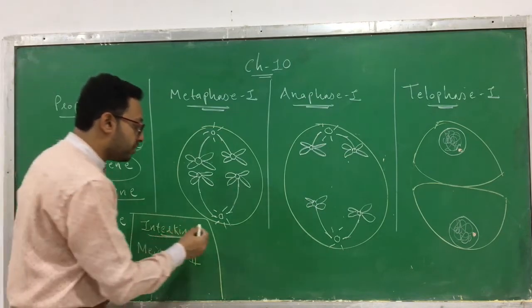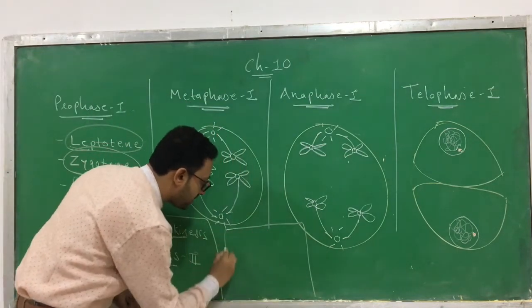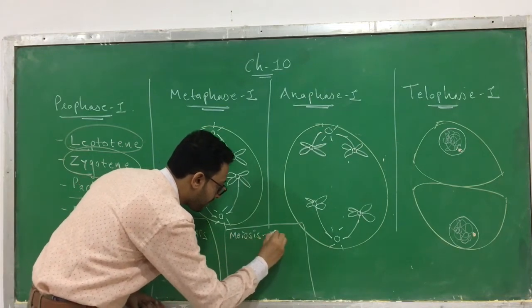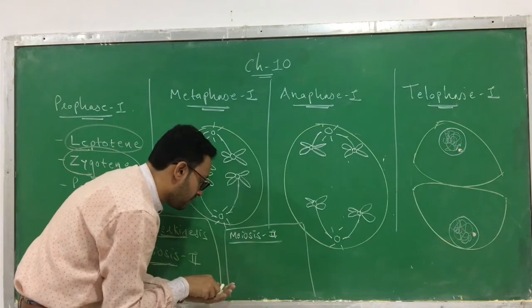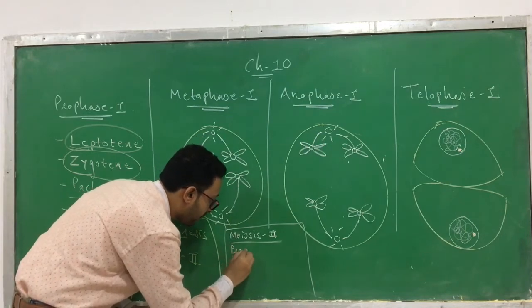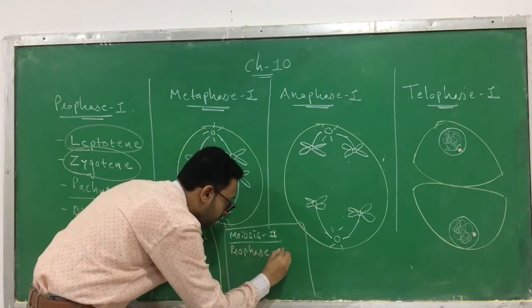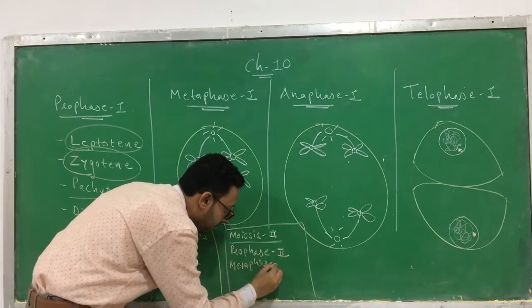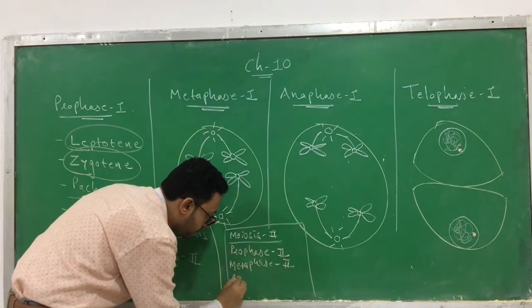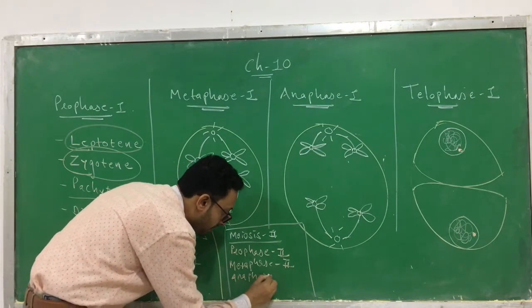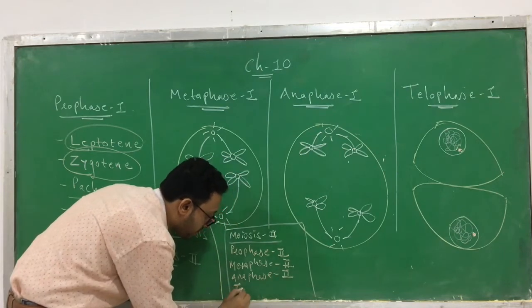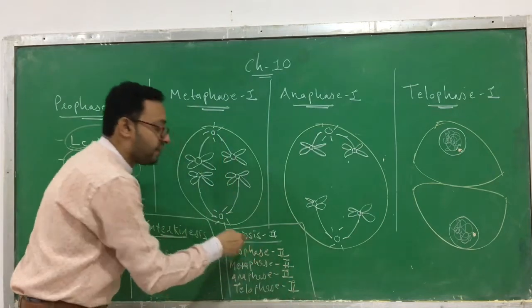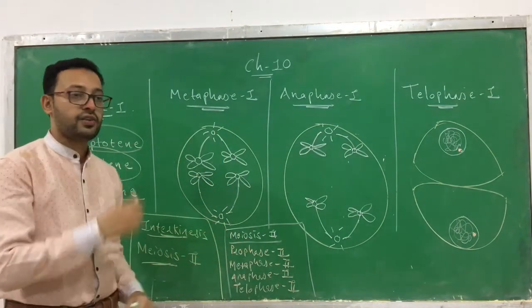What are the phases of meiosis 2? I am writing over here the phases of meiosis 2. Meiosis 2 divides into 4 phases. Which are the 4 phases? Prophase 2, metaphase 2, anaphase 2. Very easy now for you to remember because it has been repeated lots of times. It is telophase 2. Four phases: prophase 2, metaphase 2, anaphase 2, telophase 2.